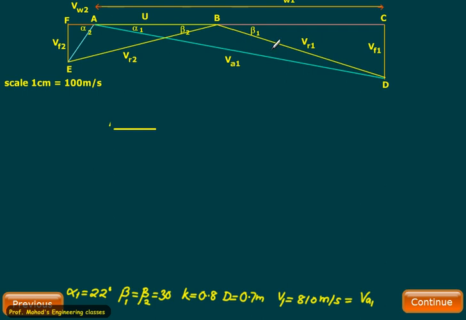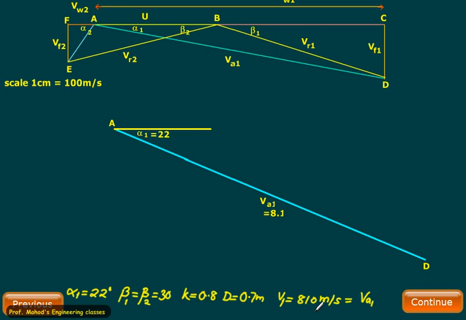So we have a standard velocity diagram: beta 1 and beta 2 are the blade angles, alpha 1 and alpha 2 are the nozzle angles, with the flow velocity Vf1 and whirl velocity Vw1, and the flow velocity and whirl velocity at the outlet. We don't know the value of U actually, so we are not able to locate the point B, but we can very well locate the point D, using the known angle alpha 1 equal to 22 and V1 equal to 810. So we'll mark this point.